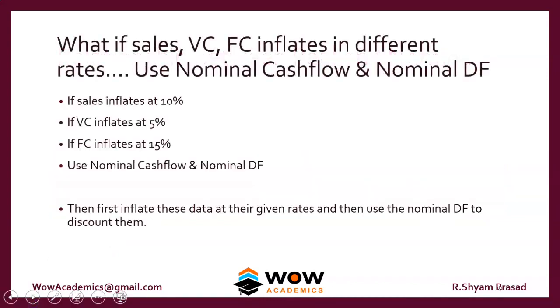So again we'll take an example. If sales inflation is 10%, variable cost inflation is 5%, and fixed cost inflation is 15%, then there's no other way. You have to get the nominal cash flow and the nominal discount factor, then only can you get the NPV, right?